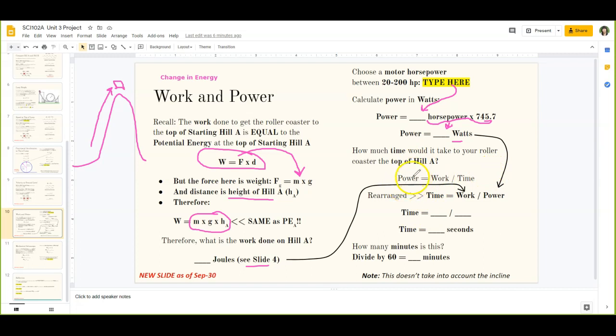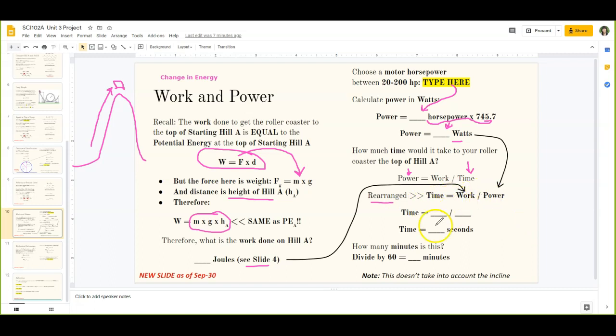So remember that our equation is power equals work divided by time. Anytime we have a variable on the bottom that we want to solve for, we can actually switch places. There's a bit of algebra involved in that. I'm not going to show it to you right now. Just know that when this is rearranged, time also equals work divided by power.